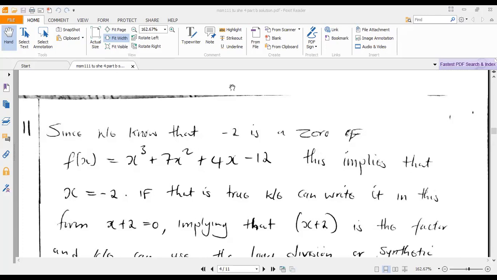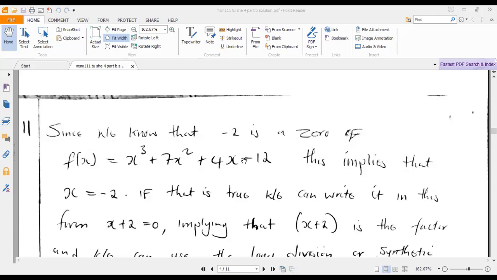Okay. So for question 11, it's trying to tell us that negative 2 is a 0 of this function. Explain how to solve the equation x to the power 3. This equation, how do we solve this? If you know that negative 2 is a 0 of this same function, how do we solve that?